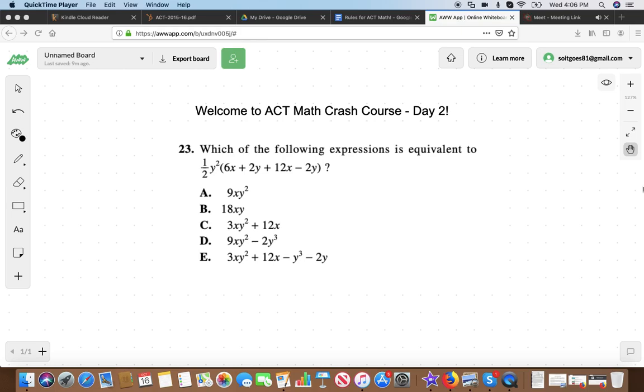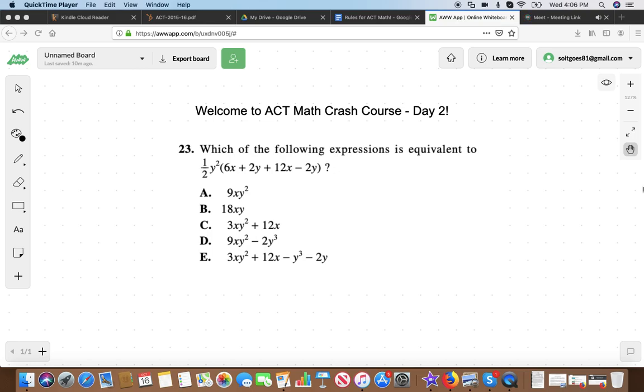This is ACT Math Crash Course Day 2, Part 1. We are picking up with the practice test we're working on from the last session, and we're going to see the level of difficulty get bumped up a little bit here today in some of these questions. We're starting with question number 23.